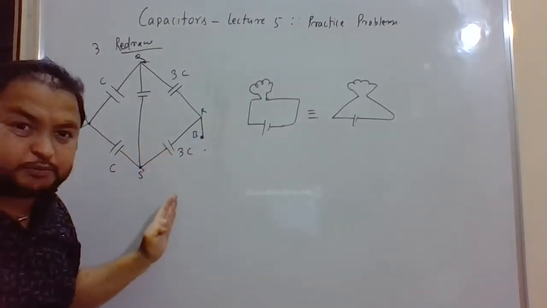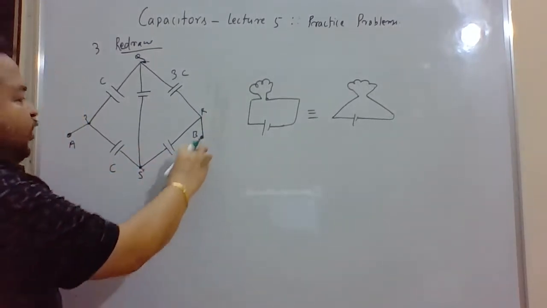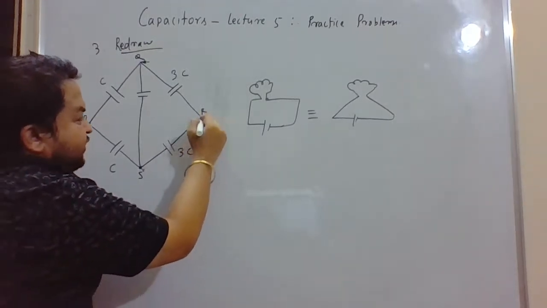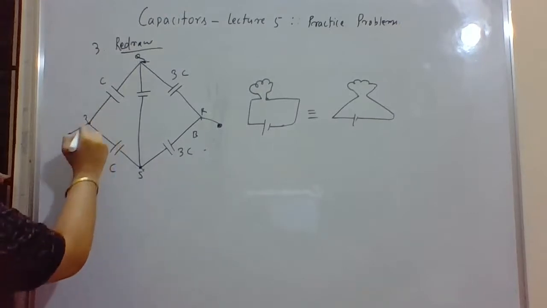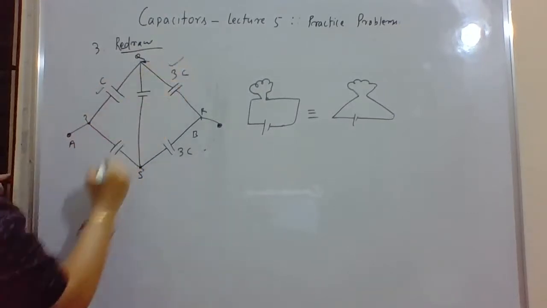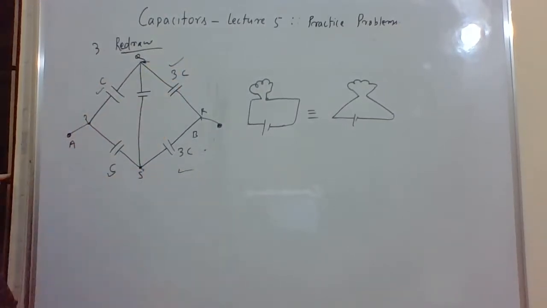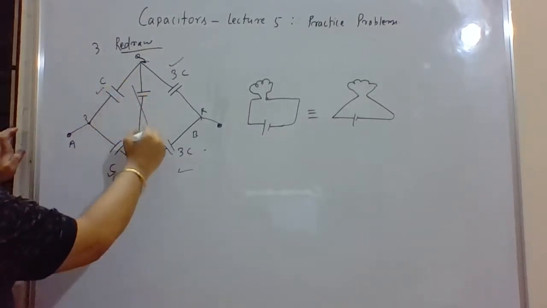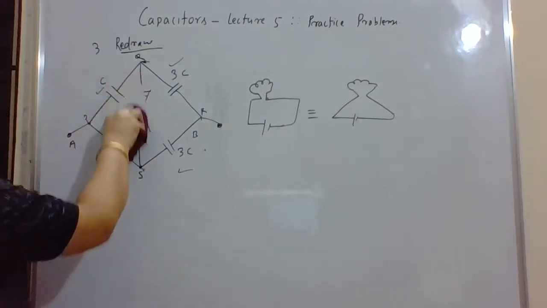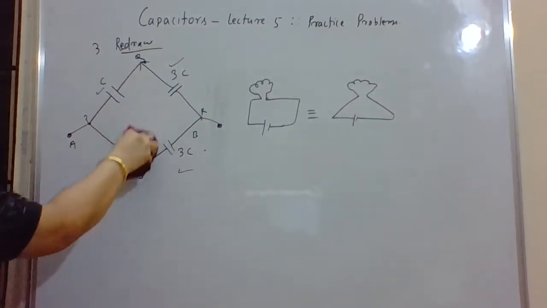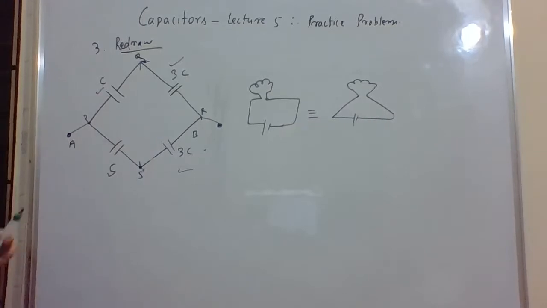Now, once this is my new equivalent circuit, you can see that this is a balanced Wheatstone bridge, right? So C by 3C, C by 3C. Now it's a balanced Wheatstone bridge, which means I can remove the central limb. Let's go ahead and remove it. Once I remove it, it becomes a very easy problem.